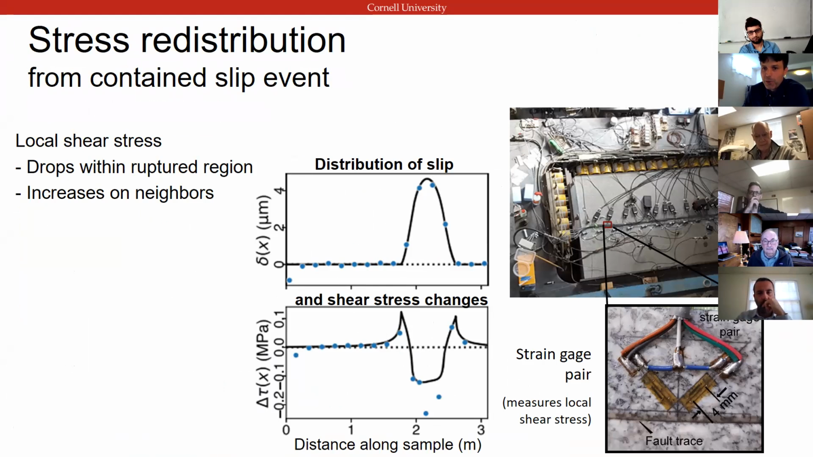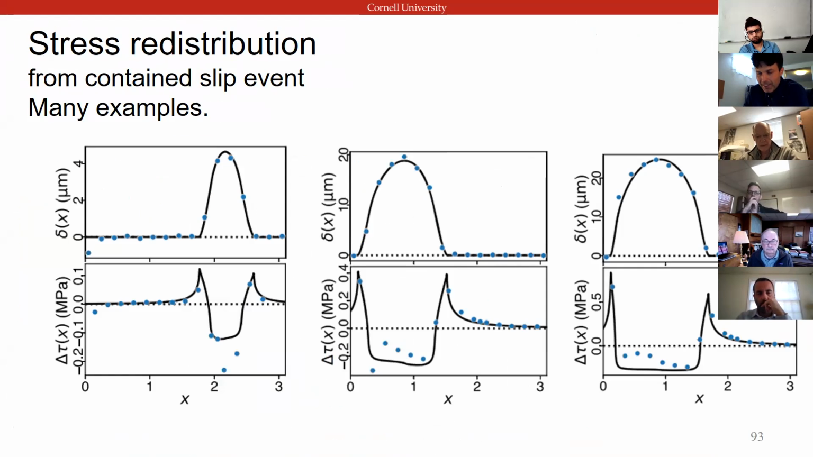There are two ways to get ruptures to arrest, in my mind at least. One is the rupture has to propagate into a barrier, maybe some intact rock where there's no fault, or there's a jog, high strength, high fracture energy. Or you have to run it out of gas. Basically, it propagates into a region where the initial stress is so low that it has no fuel for rupture. And in our experiment, the only way we can get ruptures to stop is the second way. You have to run them out of gas.